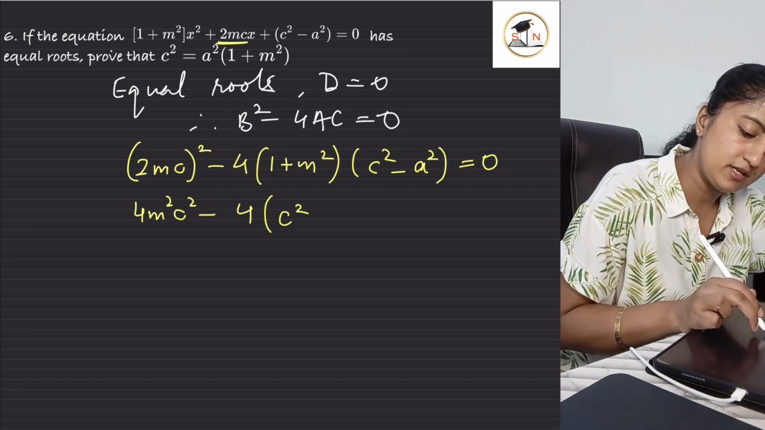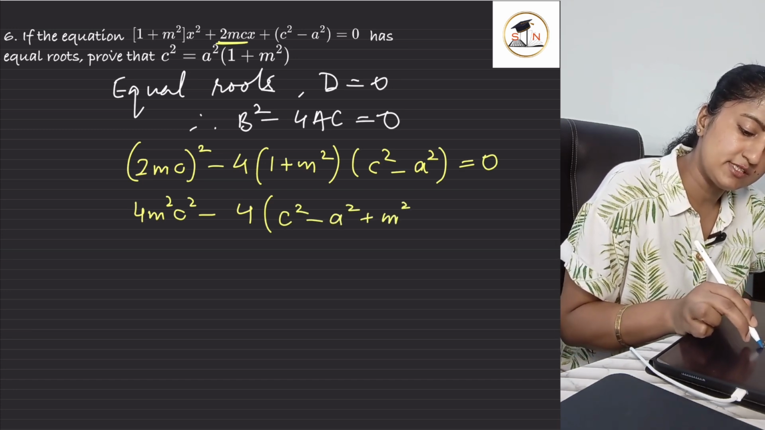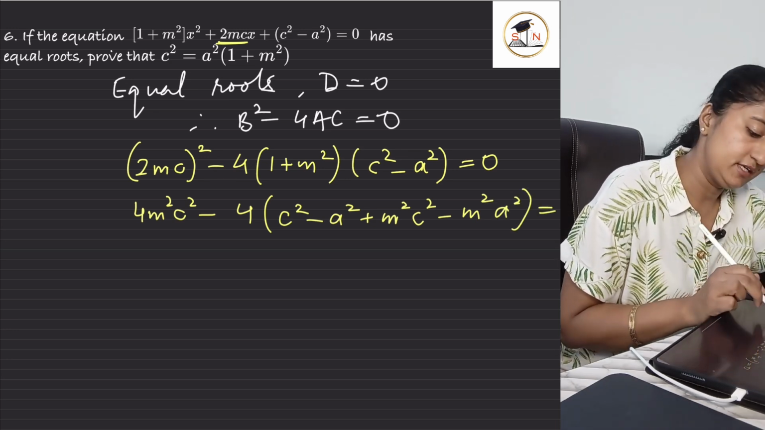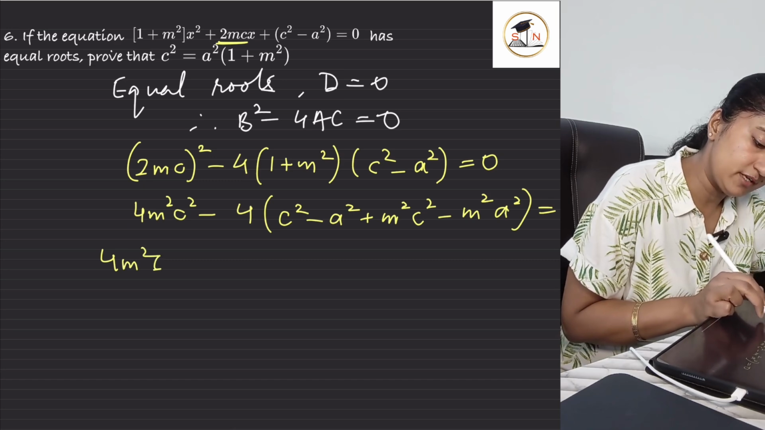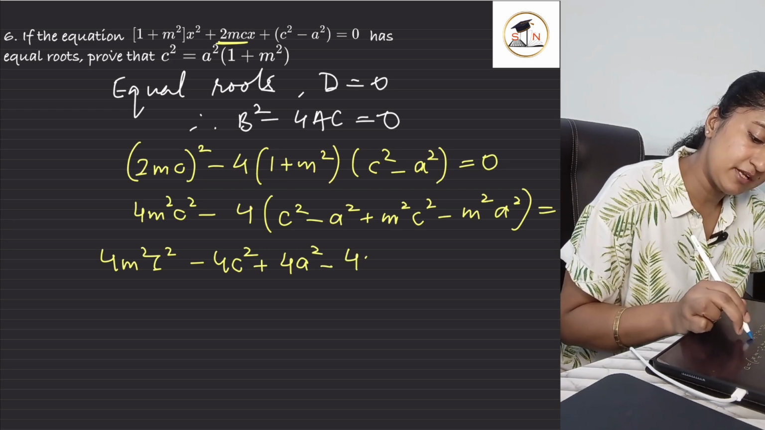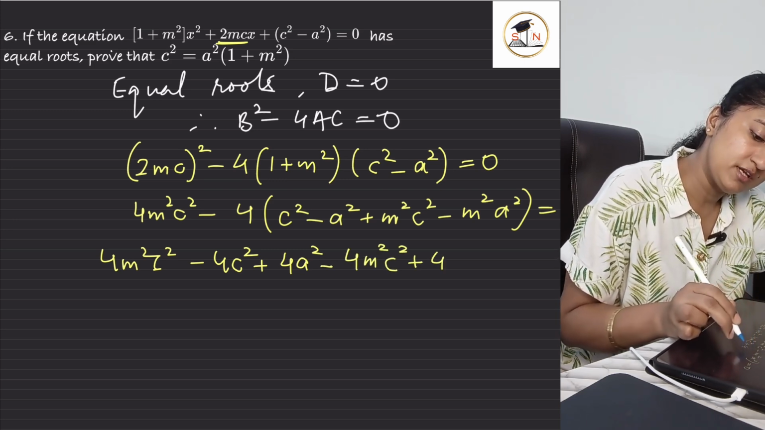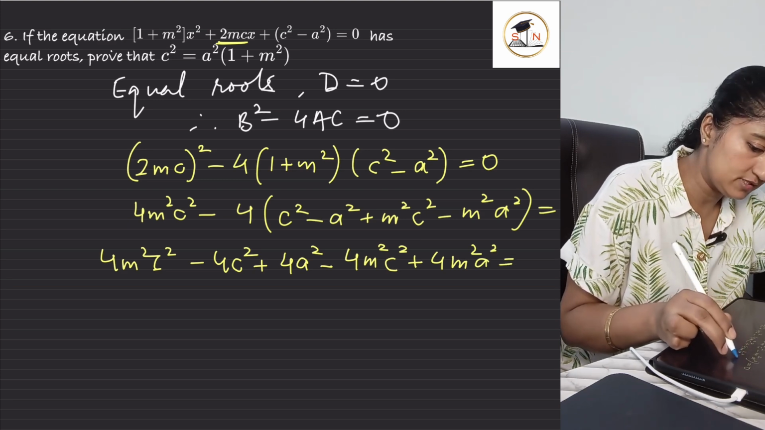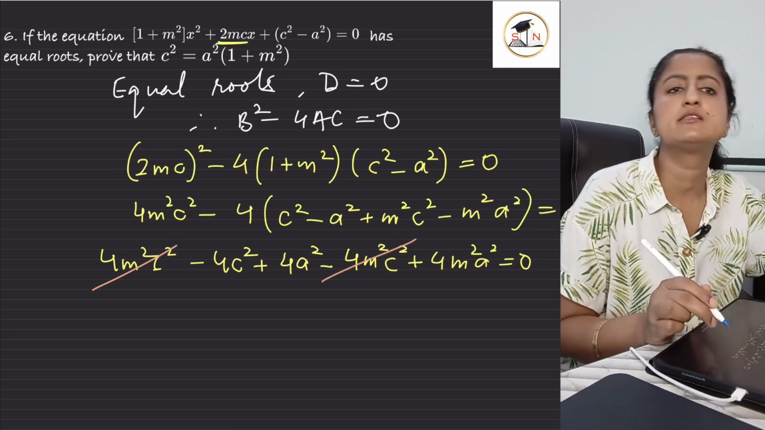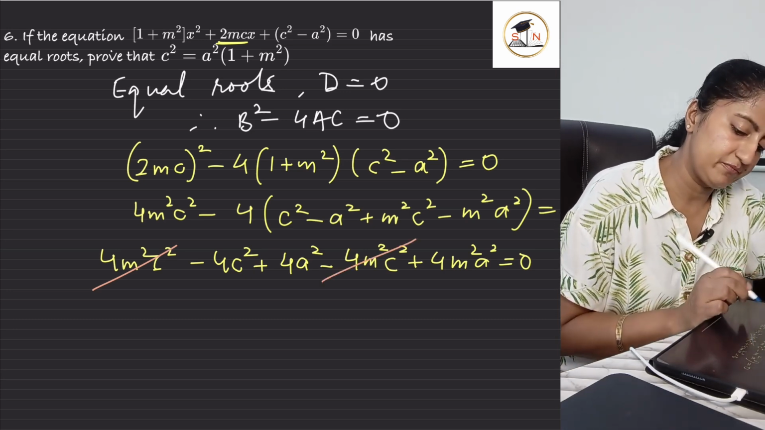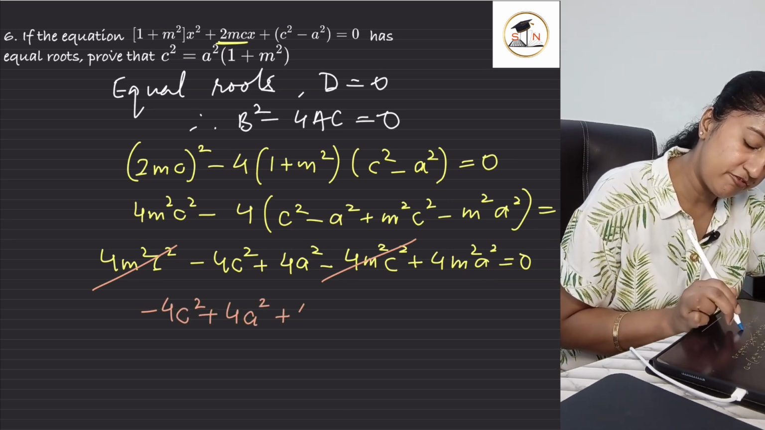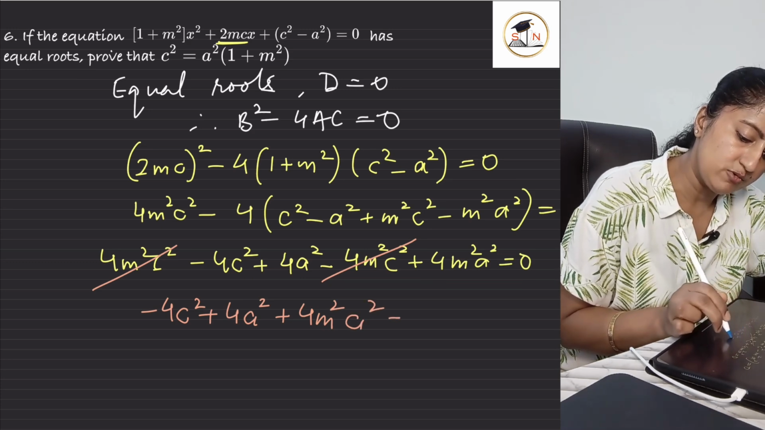So we get C square minus A square plus M square C square minus M square A square equals 0, right? So we have 4M square C square minus 4C square plus 4A square minus 4M square C square plus 4M square A square equals 0. And over here, I can see my M square C square is one positive, the other is negative, right? What are we left with? Minus 4C square plus 4A square plus 4M square A square equals 0.